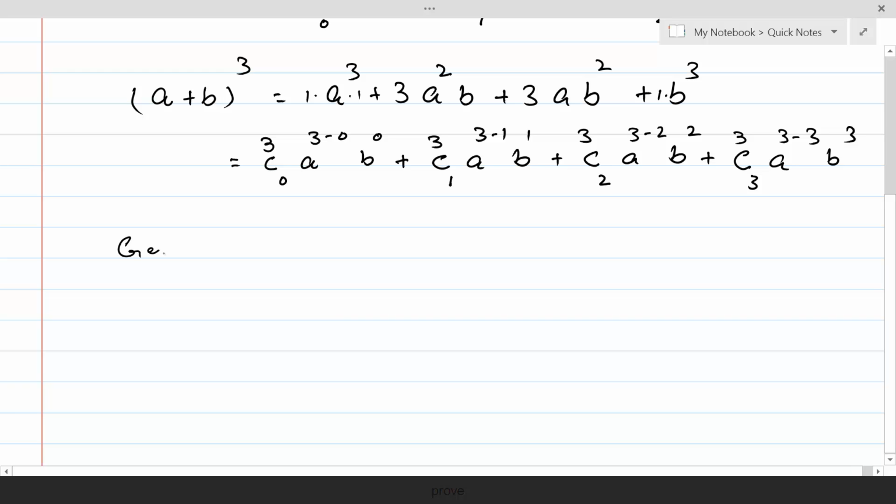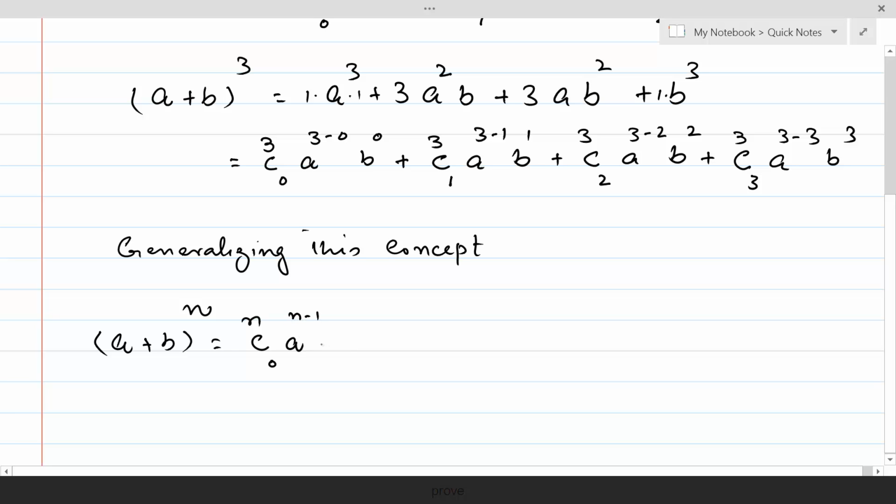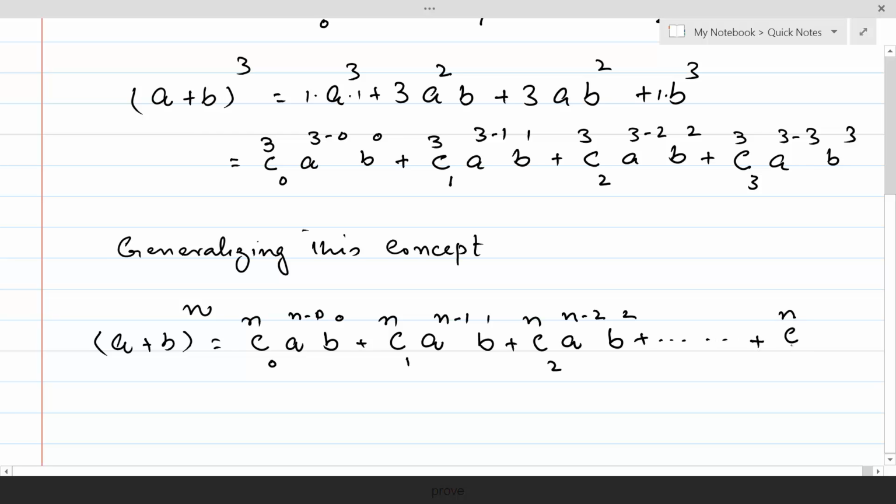So generalizing this concept, we can write (a plus b) power n equal to nC0 a power n minus 0, b power 0, plus nC1 a power n minus 1, b power 1, plus nC2 a power n minus 2, b power 2, plus so on, and all the way up to the last term we can write nCn a power n minus n, b power n. This is called the binomial theorem.